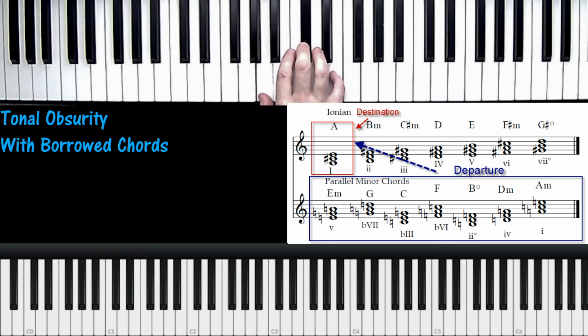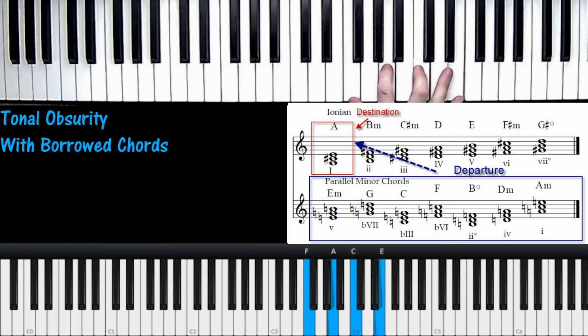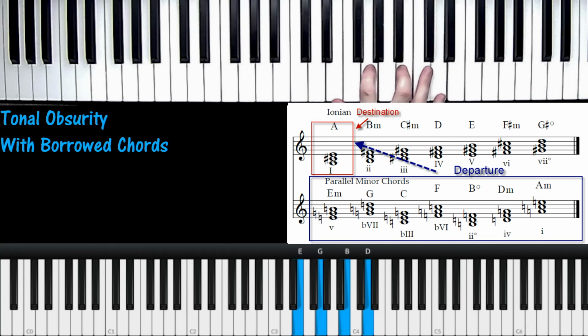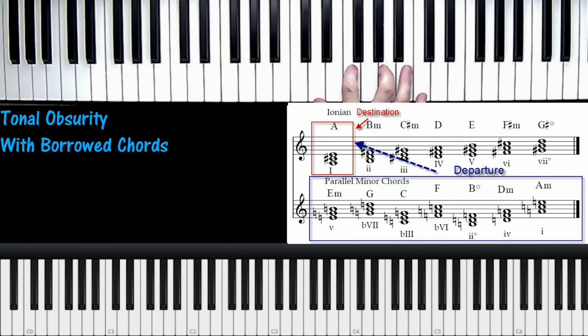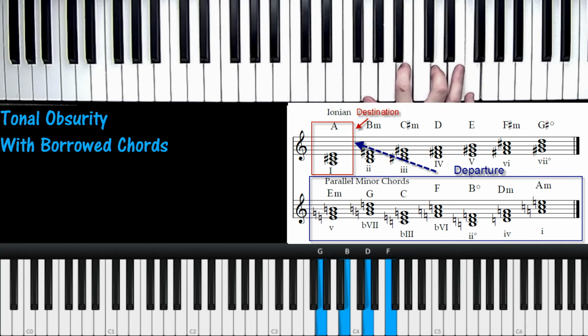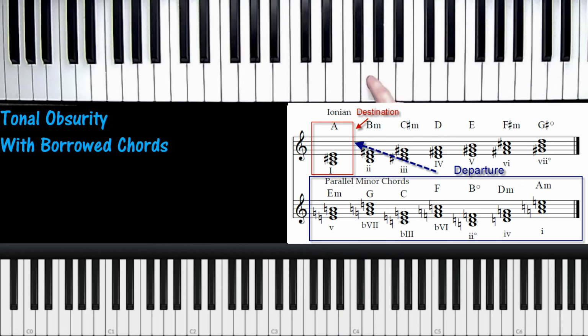You notice these progressions are very pleasant, but this is the way I'm looking at it. I'm reverse engineering the parallel minor chords, F major 7th, E minor 7th, A. Okay? And I'm always choosing that A as my destination chord. D minor 7th, G dominant 7th, A. Okay?